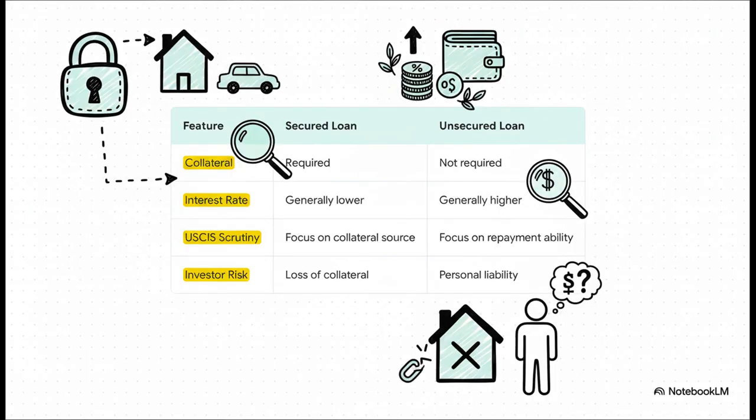Just look at how this table lays out the trade-offs. It's so clear. With a secured loan, yep, you need collateral, but hey, your interest rate is lower. The risk? You could lose that specific asset. Flip it over to an unsecured loan: no collateral required, but your rate is higher, and the risk shifts from a specific asset to a much broader personal liability. And check out that shift in USCIS scrutiny. It moves from the history of your property right over to your personal ability to repay the debt.